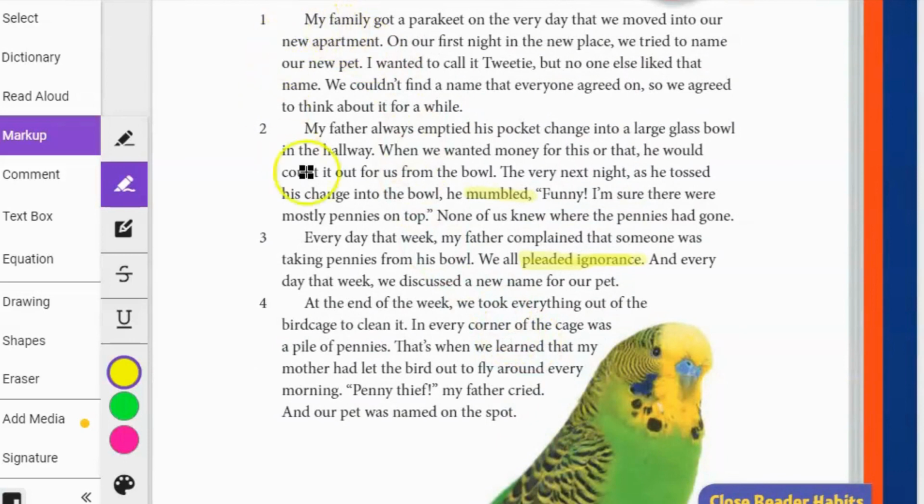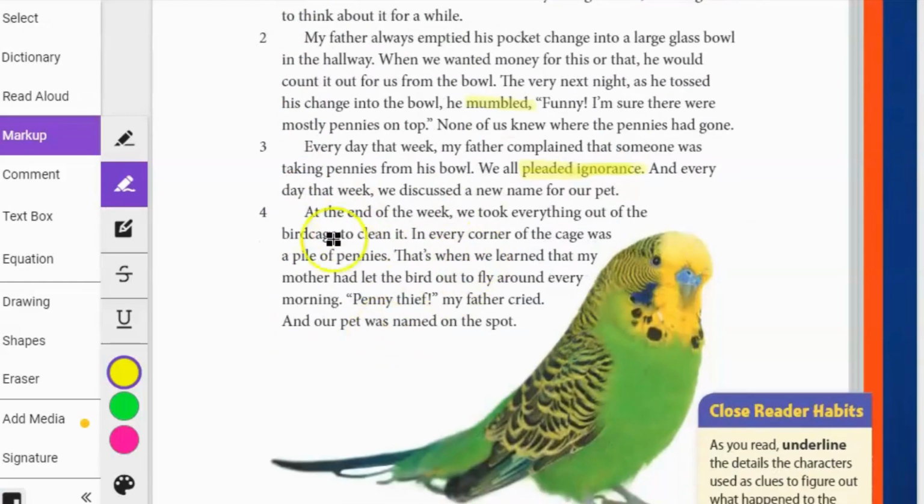Based on the fact that this is our second read, we already know that there isn't any evidence in paragraphs 1 through 3 to support that. We would have to go to paragraph 4 to find our evidence, right? And we could go right here. At the end of the week, we took everything out of the bird cage to clean it. In every corner of the cage was a pile of pennies. That would be one of our pieces of evidence, right? Or one of our clues.